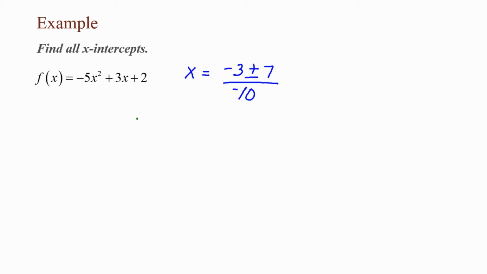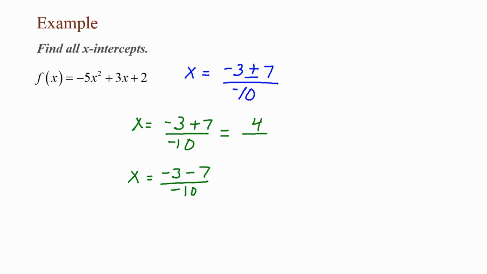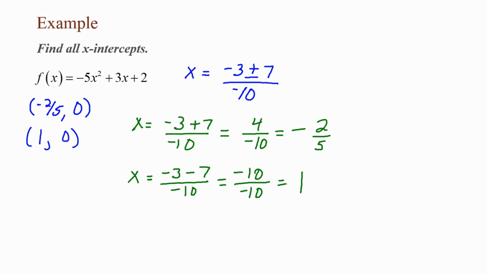So we need to write this as x equals negative 3 plus 7 over negative 10 and negative 3 minus 7 all over negative 10. Then we simplify, so negative 3 plus 7 is 4 over negative 10. 4 over 10 reduces to negative 2/5. Now looking at negative 3 minus 7 over negative 10, negative 3 minus 7 is negative 10 divided by negative 10 reduces to 1. So my x-intercepts are negative 2/5, 0, and 1, 0.